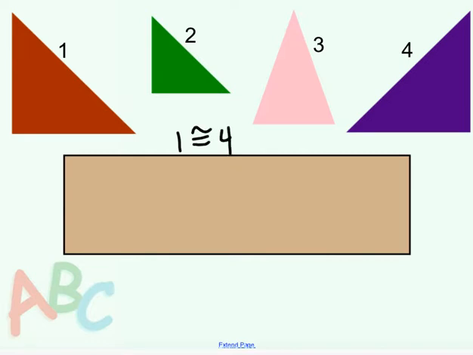We could say, all right, 1 and 2. Those have the same shape, the same angles, but they're not the same size. So I would say 1 is similar to 2. Okay. Similarly, 2 and 4 are similar. Unfortunately, 3 is kind of the odd one out. It doesn't have the same shape as everybody else, doesn't have the same angles, doesn't have the same side lengths, so it kind of is left alone.